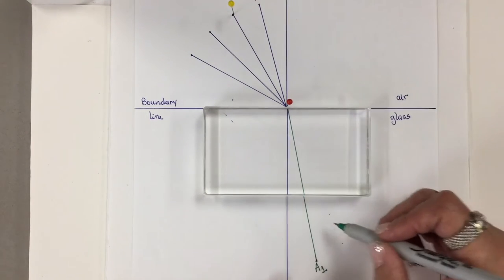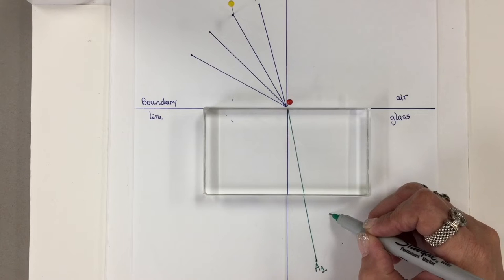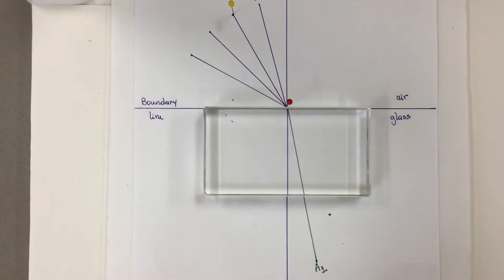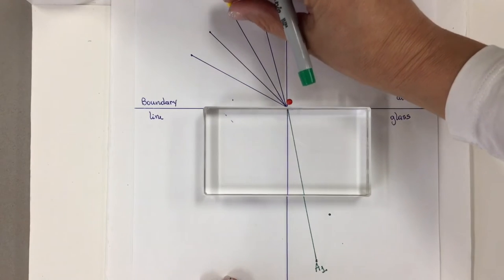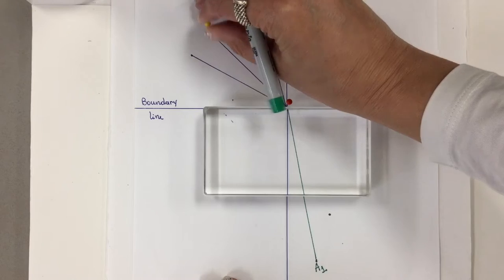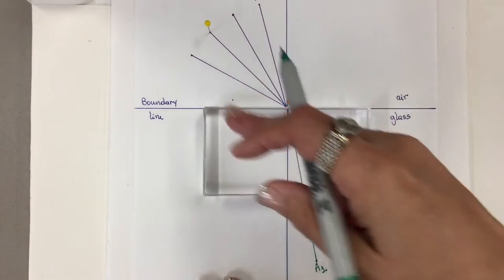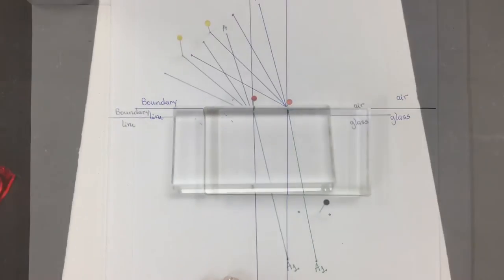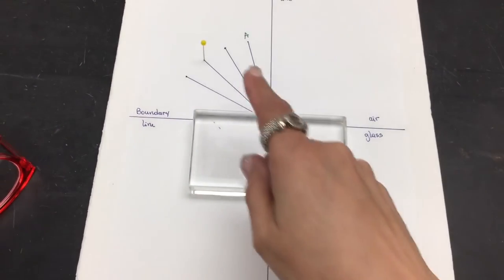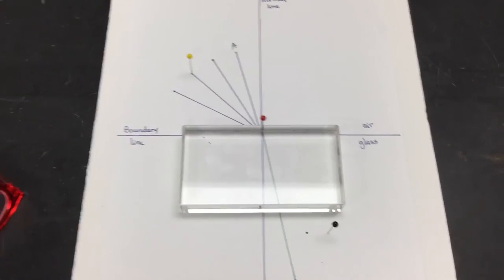So here I'm going to mark this one, and I'm going to move this to 45, and I'm going to try to align through the glass. So this is what I got for the 45 degrees.